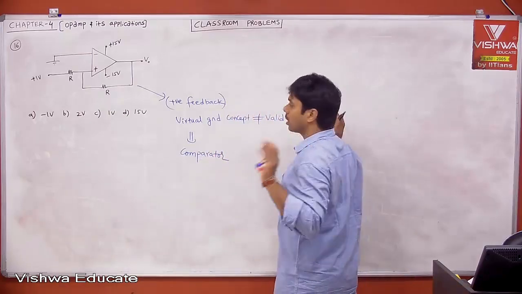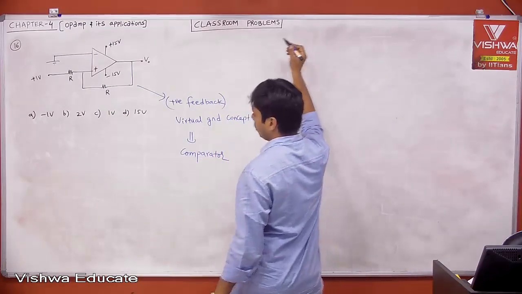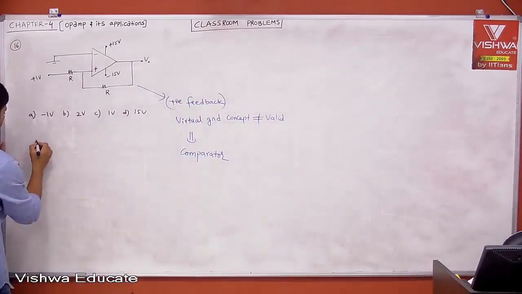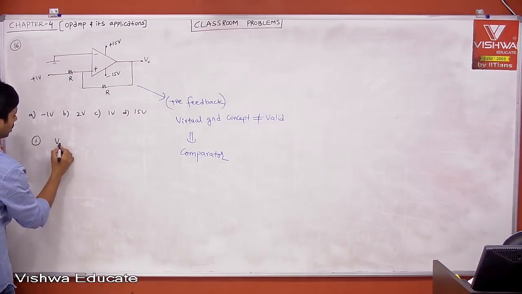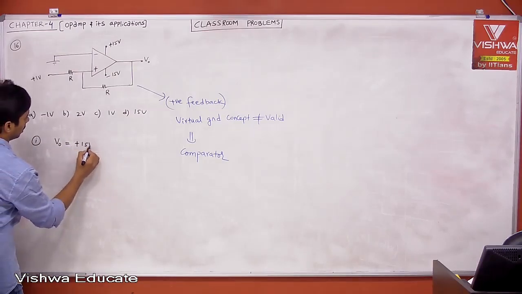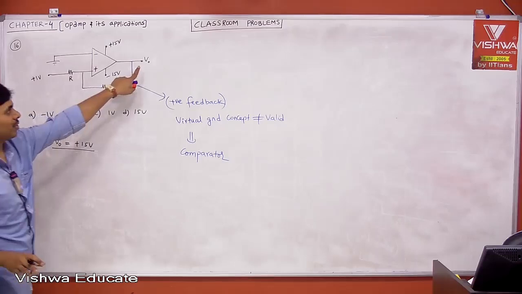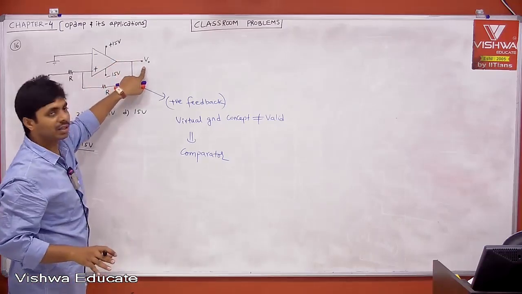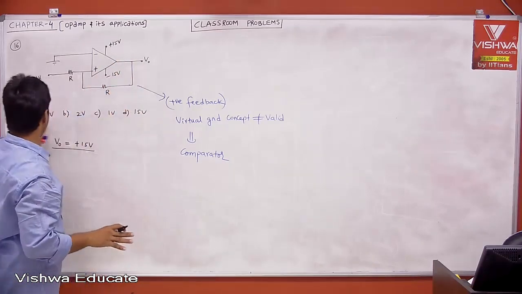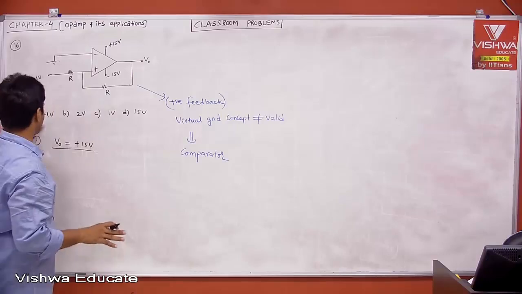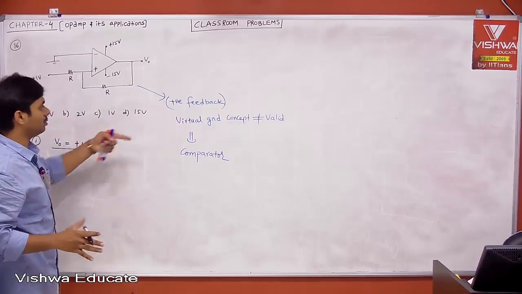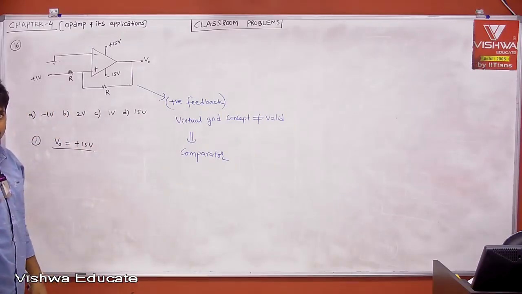Same procedure. Now, case 1: V0 is plus 15. Actually, strictly speaking, there is no need to solve the problem. Why? Definitely your output voltage will be either plus 15 or minus 15. Then if you see the options, only one has plus 15, so you can choose that. But I need to derive it. I need to prove it.